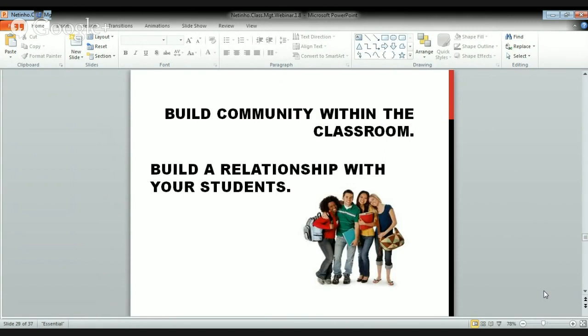There are two things that you need to think about. You want to have community. You're going to be with these students months, perhaps 10 months, the entire school year. So you want to have the students care for each other, and then you want to get to know your students as well. So the first thing you want to do is build community within your classroom.